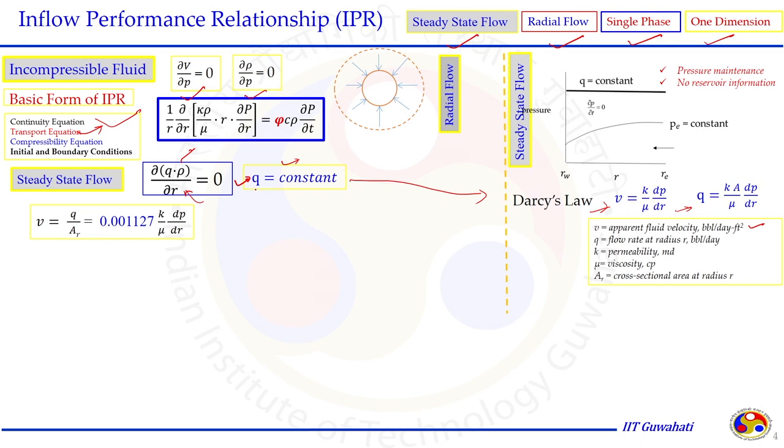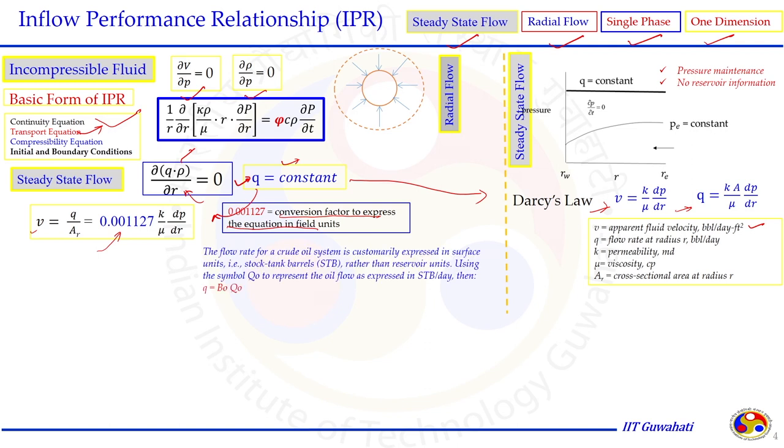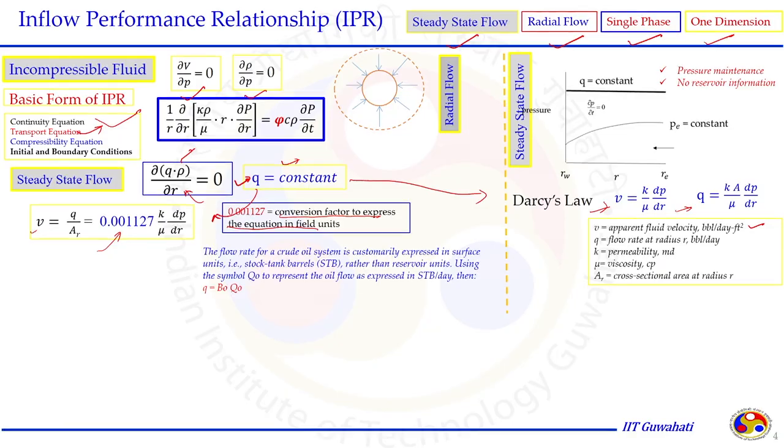So Q can be represented in the form of velocity, that is velocity is equal to Q by A, and then this is the Darcy law. The numerical value appearing here is the conversion factor to express the equation in the field unit system. Usually the crude oil system is expressed in STB, that is stock tank barrel, the volumetric flow rate measured at the STB condition. In that case, Q can be replaced with B0 Q0. B0 is the volume formation factor for the oil, and Q0 is the volumetric flow rate of oil at STB.